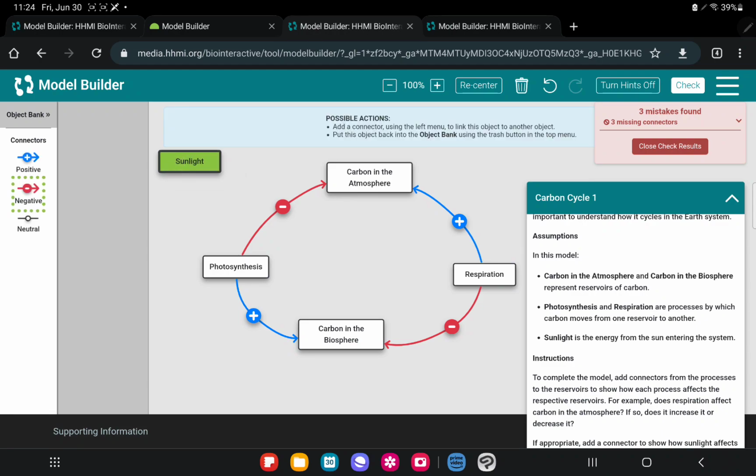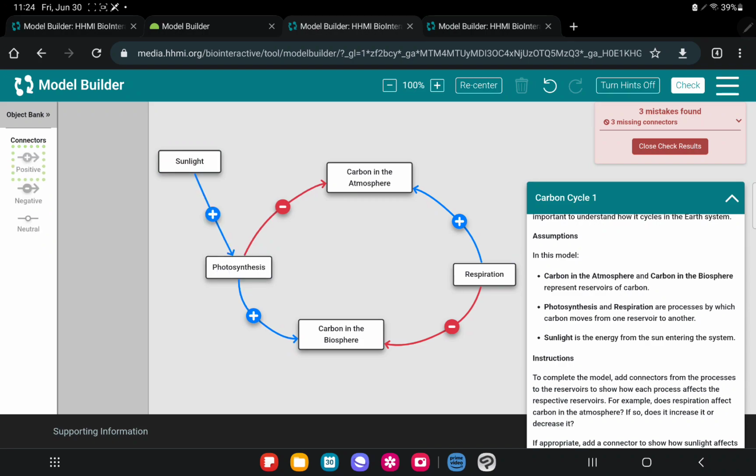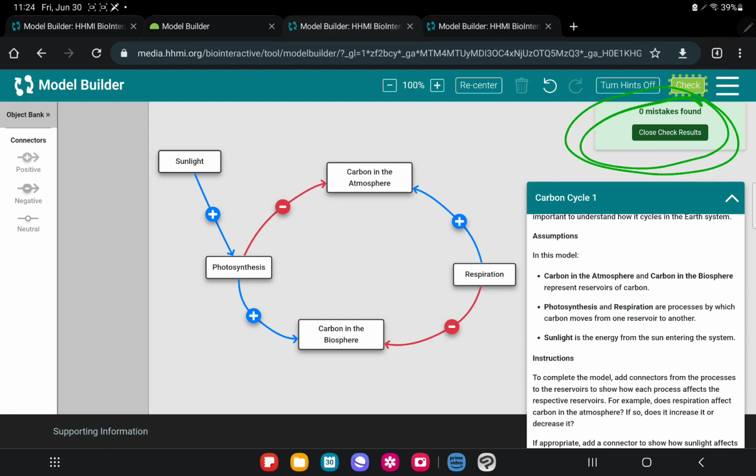Okay, and then lastly, how does sunlight affect this model? Well, it's affecting photosynthesis. And how is it doing that? Well, the more light there is, the faster photosynthesis there is. And we can check our model and we have 0 mistakes found, which is what I have my students' goal to be. And then I'll have my students show me that their model is complete.